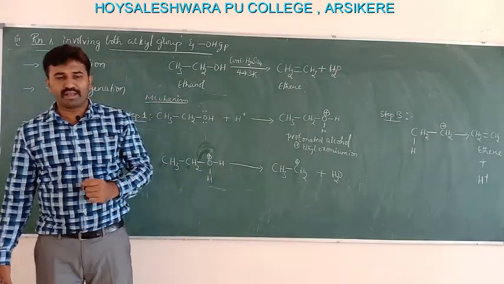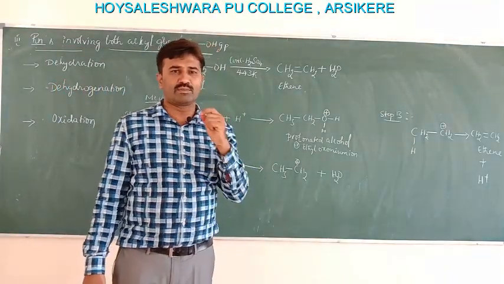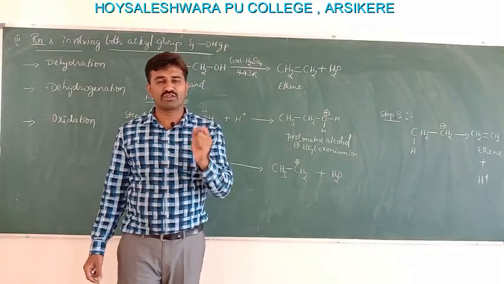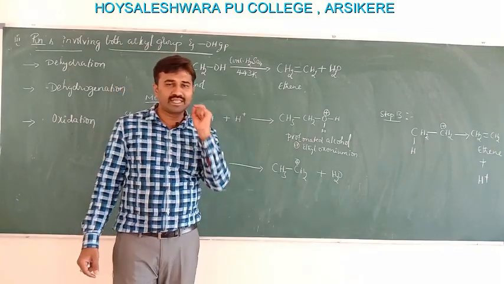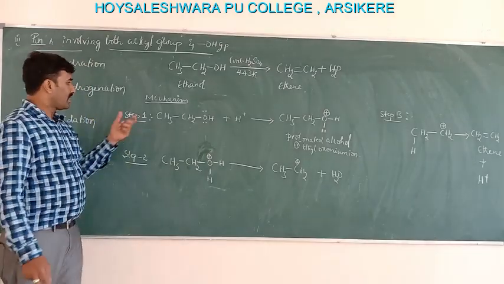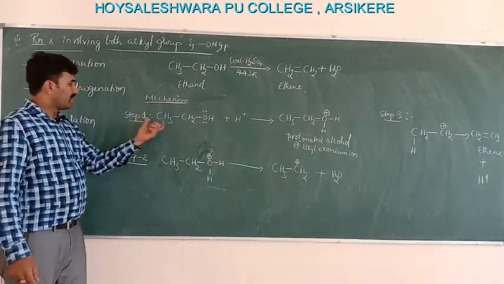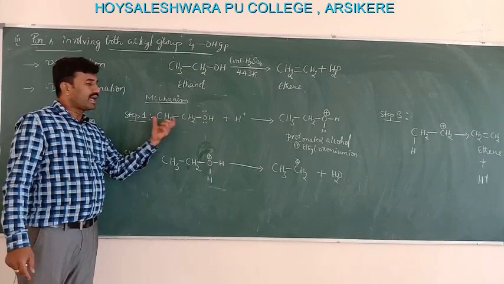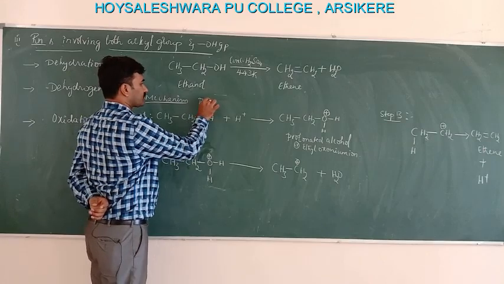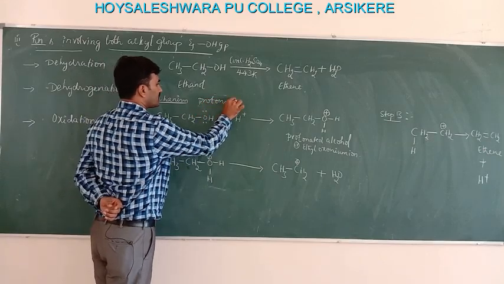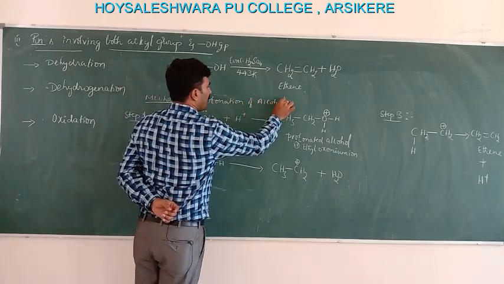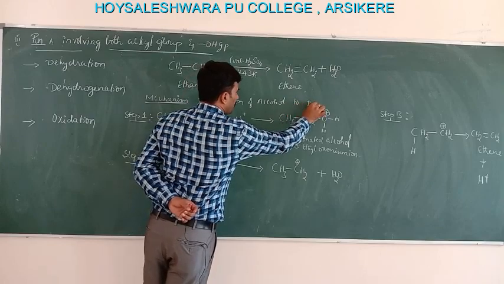It has a mechanism, and the mechanism is very important for 3 marks in the board exam. The question is: explain the mechanism of dehydration of alcohol to alkene, or ethyl alcohol to ethene. See how the mechanism takes place. The first step involves protonation of alcohol to form protonated alcohol or alkyl oxonium ion.